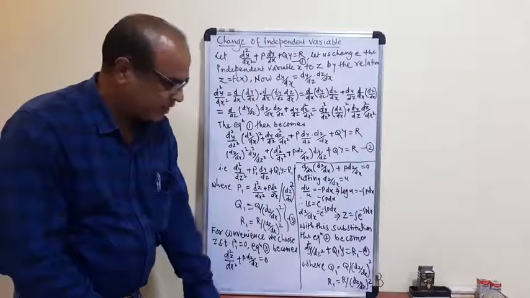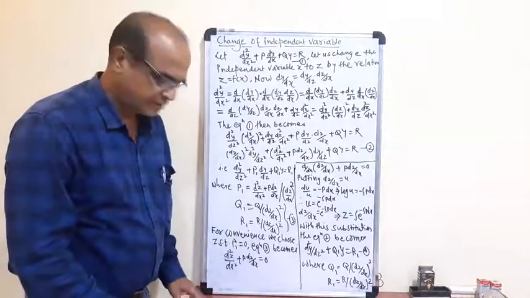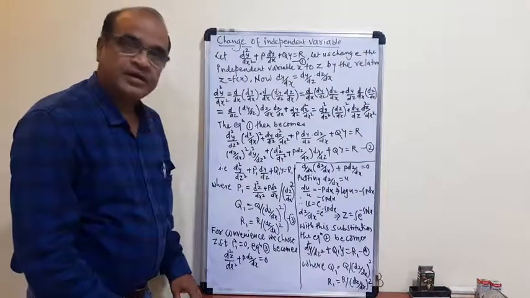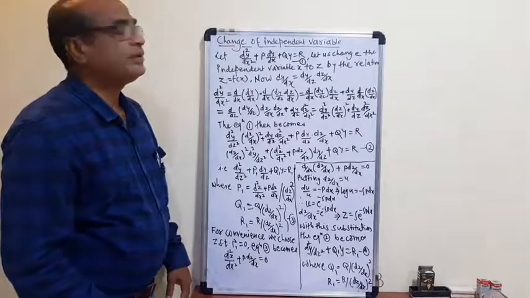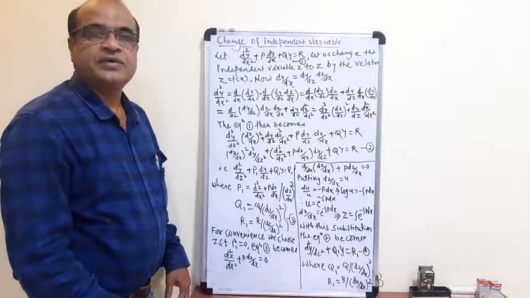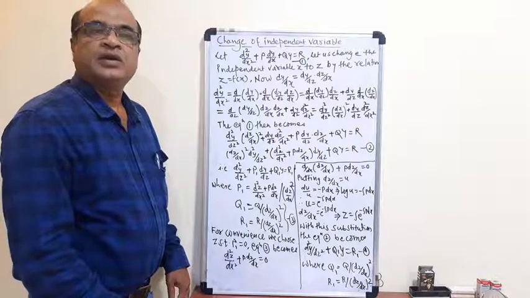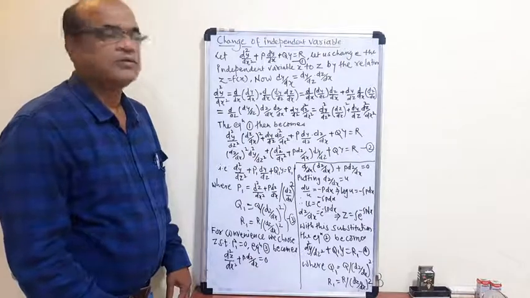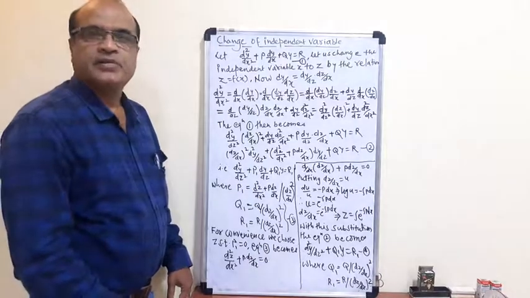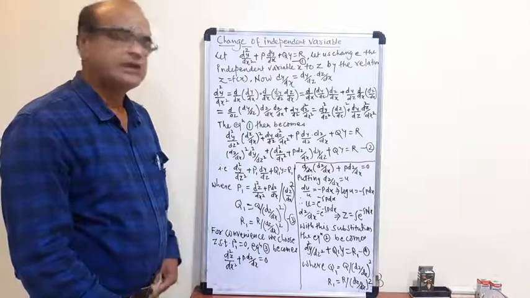This is the fourth lecture of second order differential equation. We already discussed two methods to solve the second order differential equation d2y by dx square plus p dy by dx plus qy is equal to r. The first method is when one integral is known.